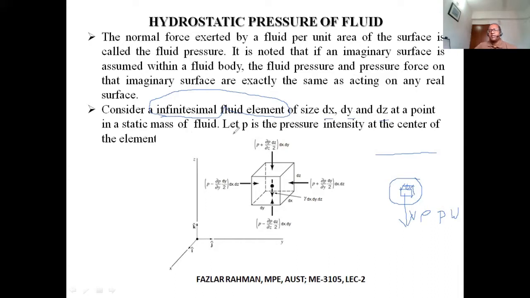And let P be the intensity at the center of the element. That means we think that the pressure at the center of the element is P. Now we will derive this formula. Okay. So before we start, I will just give you the fundamental idea of how we will derive it, right? What I am thinking is that at the center of the cube, pressure is P. Pressure is P right over here.